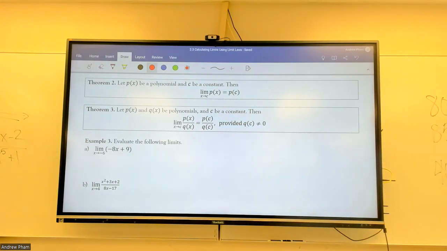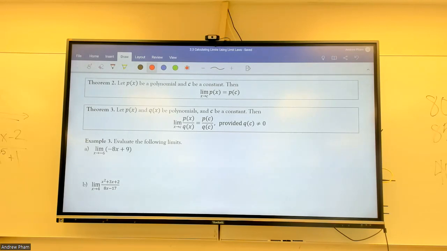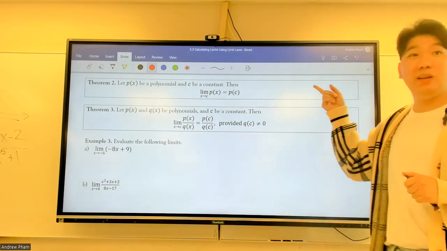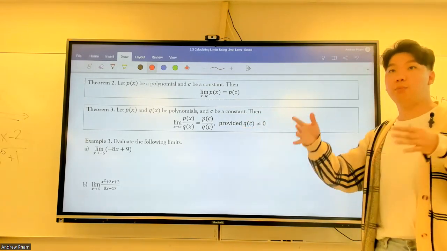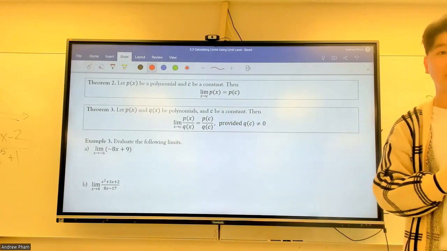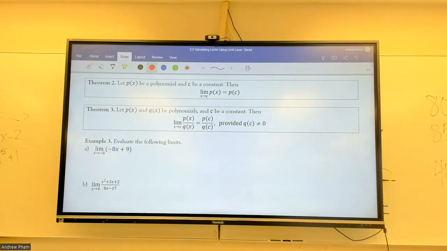Does anyone here remember what a polynomial is exactly? So you're thinking of a polygon. So a polynomial is exactly what we've been working with. If I have something like 3x squared plus x minus 2, stuff that looks like that. And theorem 3 is actually the exact same thing, saying if you can plug in your letter, your constant, and get a nice answer, then we're fine.